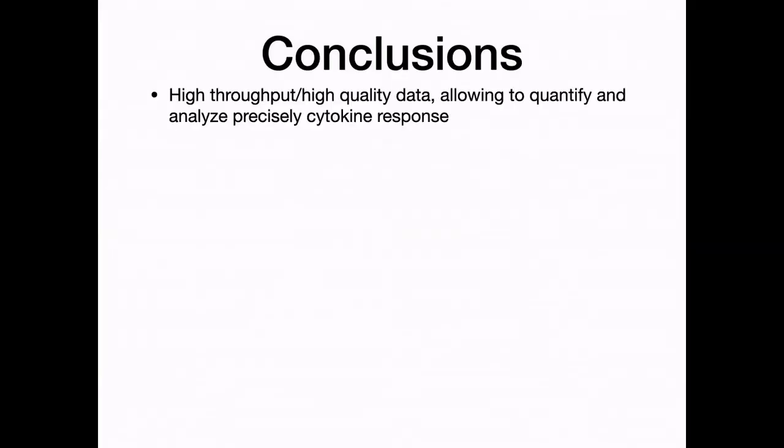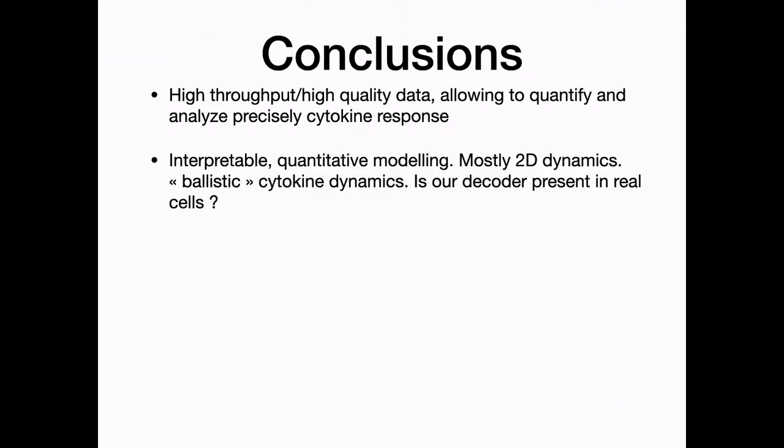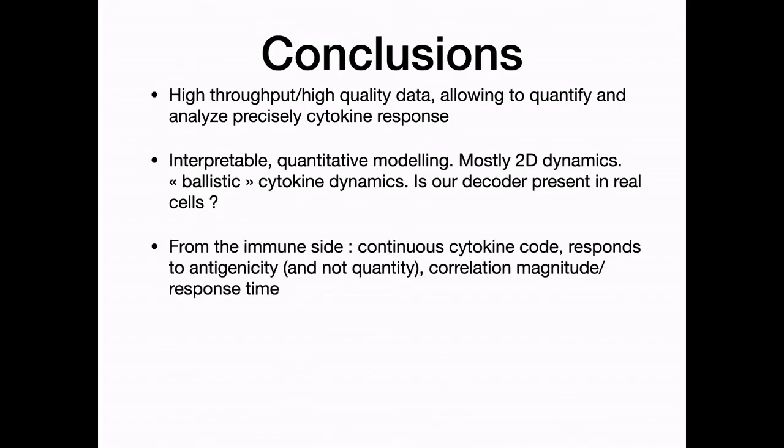I showed you high throughput, high quality data that allow us to quantify and analyze cytokine response precisely. I insisted on it because those are things you see over days, sometimes weeks, so you really need something automatized to do it properly. We have interpretable and quantitative modeling, mostly 2D data. We have this simple ballistic model that can explain cytokine dynamics. What we identify there is a continuous strength of cytokine response. We can identify the strength of antigen on one simple axis.